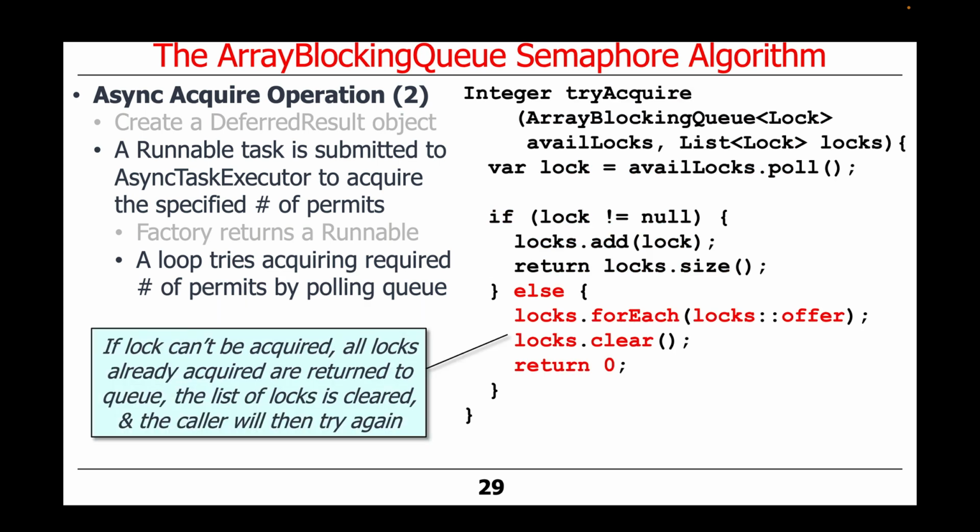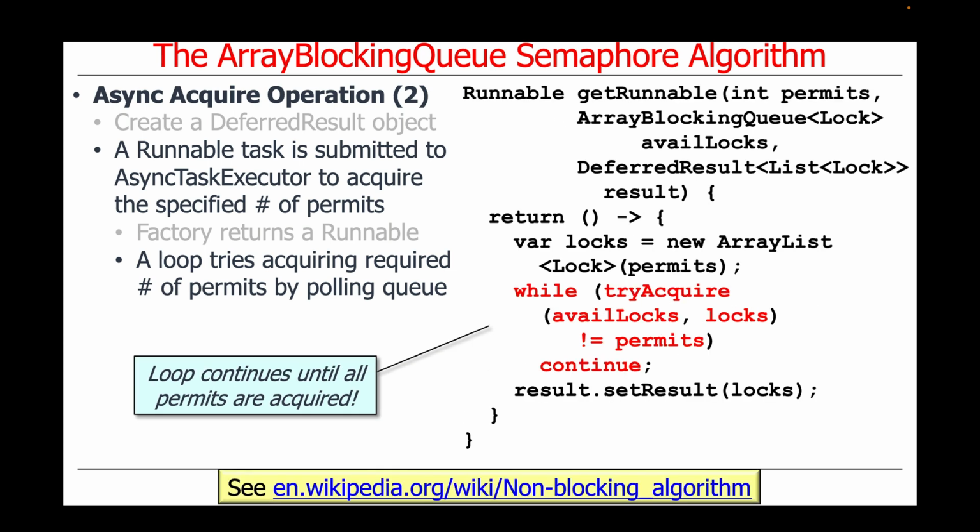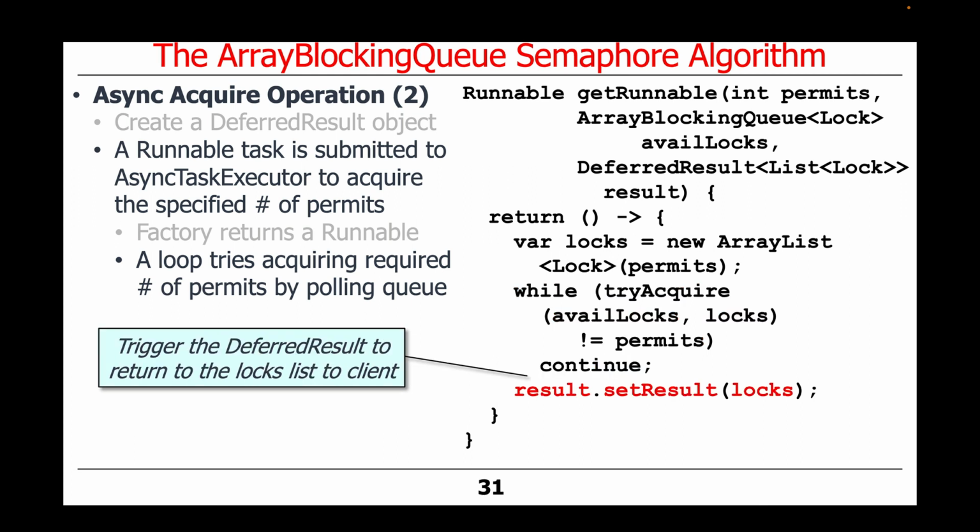And that's one of the tricky issues of trying to implement this type of wait-free synchronization. So the long and the short of it is that this loop will continue until all the permits are acquired, even if this requires many iterations. And that's one of the properties of this type of lock-free, non-blocking algorithm. When we're done, we're going to set the deferred result parameter to the list of locks that we achieved, and that will in turn trigger the underlying Spring platform to return this list of locks back to the client as the return result.